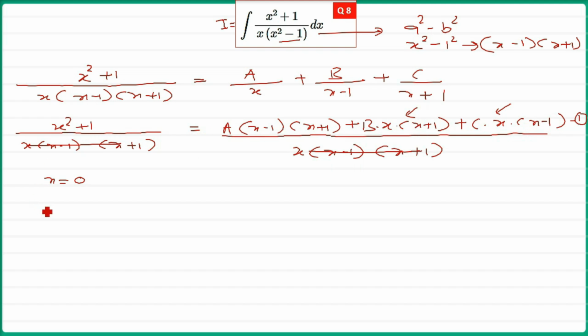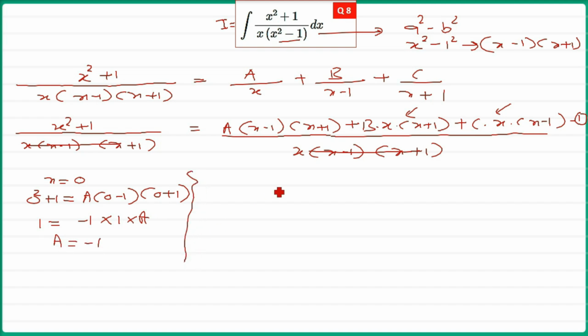When we place x equals to 0 on both the sides, 0 square plus 1 will be equal to a into 0 minus 1 and 0 plus 1. So 1 will be equal to a into negative 1 into positive 1. So it is negative a. So a became negative 1 here.